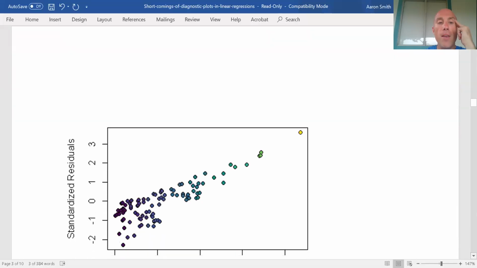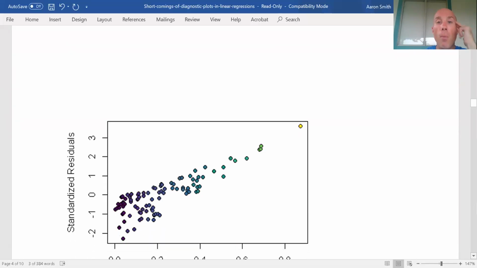Now remember, if I see a pattern when I look at residuals, that's a problem. That's a pattern right there, right there, right there. This is telling me that I have a bad model. This is not a good model. But let me ask you this. How do I fix it?